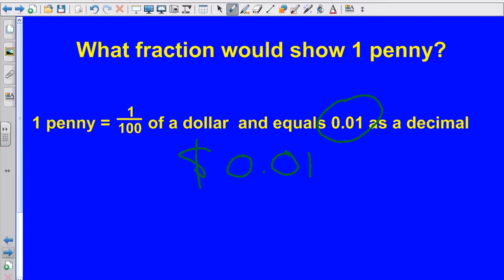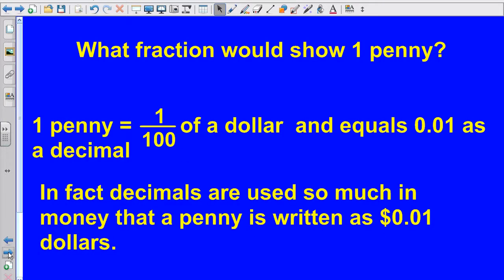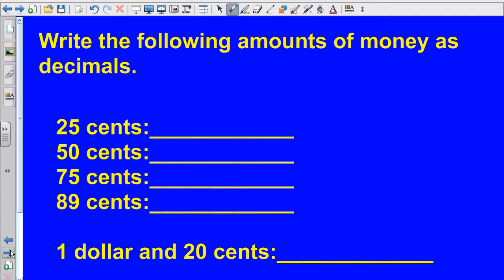The backwards 100. Okay? I wouldn't be going there because that doesn't always work out that way. In fact, decimals are used so much that money is written as this. That's how we write money. We put a little dollar sign in the front, that little S with a line through it. Sometimes you'll see a dollar sign with 2 lines through it. It's the same thing. It depends on which font you're using, the way it's printed. But the decimal point 0.01 is always showing 1 penny. All right? We go on to the next slide.